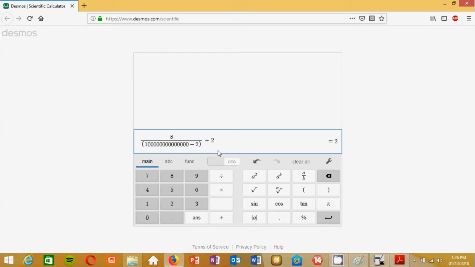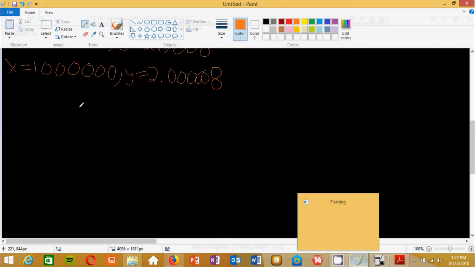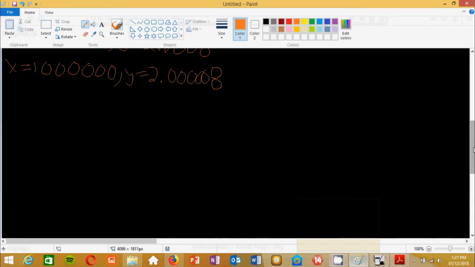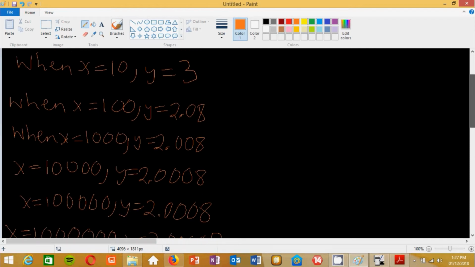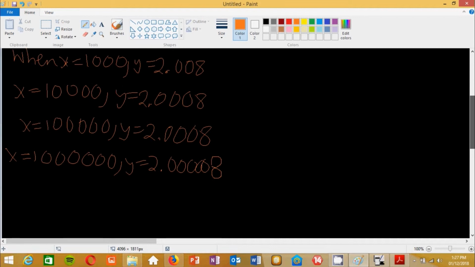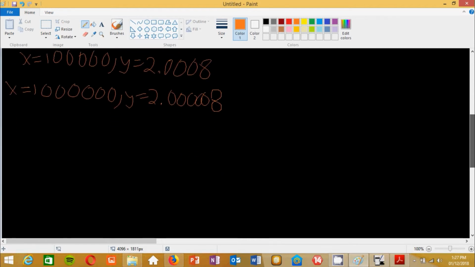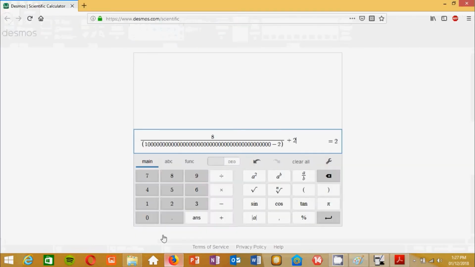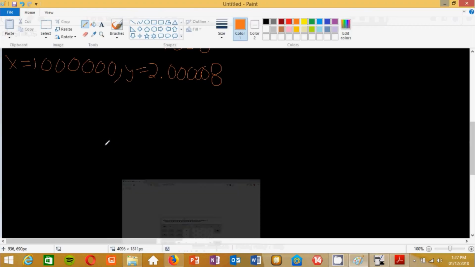Our y value is stopping at 2. You can see here, we started off at 3, and as we kept on increasing the values of x, our y value was approaching the number 2: 2.008, 2.000008, and so on and so forth, until we plugged in a ridiculously large number, and y remained as 2.